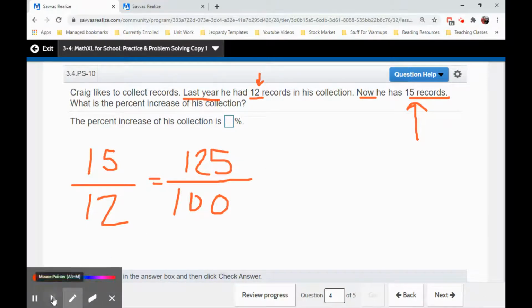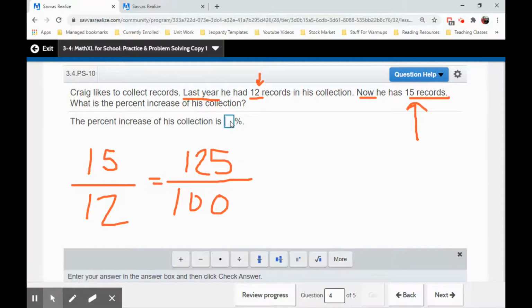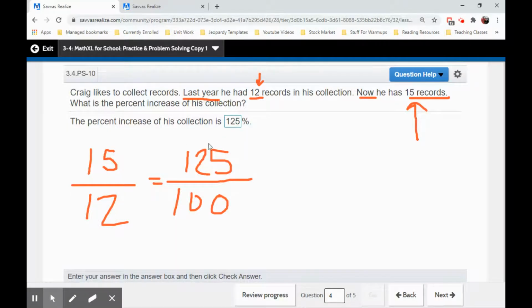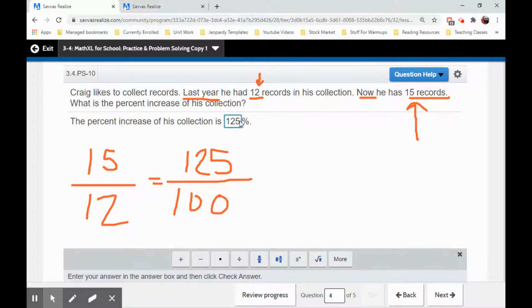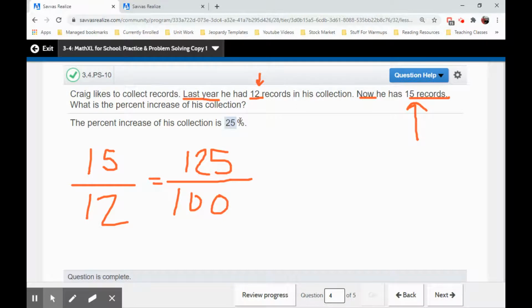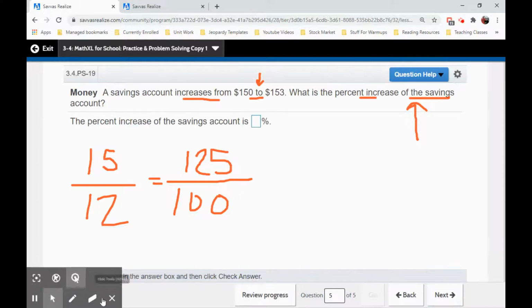As with our other problems, if I plug 125 in here, it's going to be wrong, because they don't want just the percentage that you're outputting. They want percent increase. So again, when we deal with percent increase and decrease, we have to see how far my solution is from 100. In this instance, 125 is simply 25% from 100. Number 5.